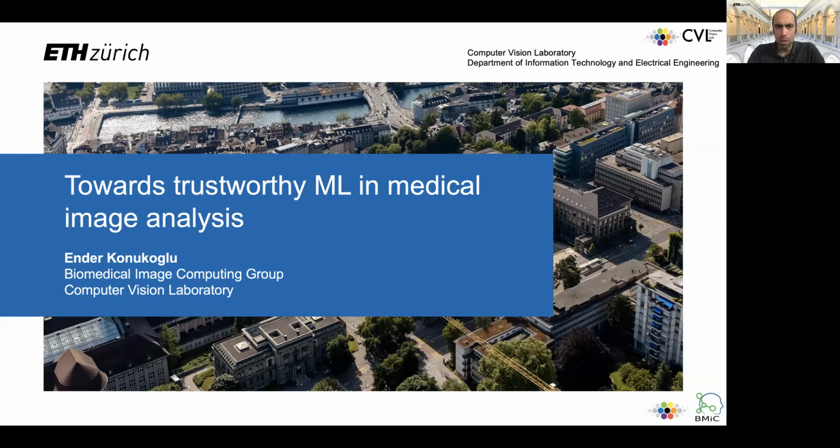So today I'm going to talk about trustworthy algorithms in machine learning. I will try to give first a broad overview of how I see things and why we need this. And then I will talk about one specific work that came out recently from our group that tries to address one part of this.